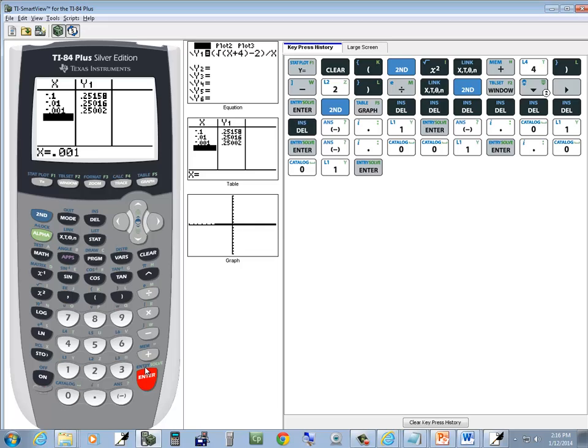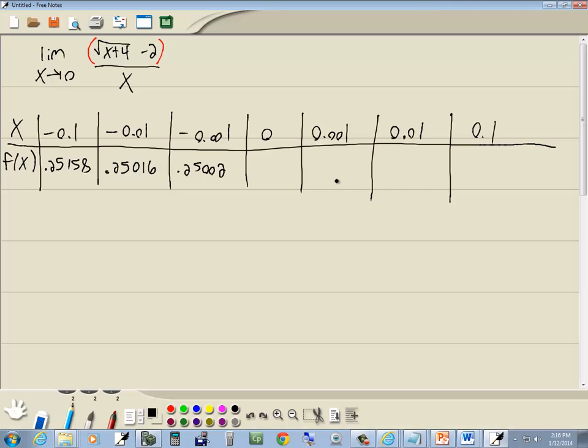Now coming from the other side, 0.001, that gives us 0.24998. Now you might think, well, that's nothing, I can see what's happening. Well, the key is, what is it approaching? And it could be that this isn't actually approaching it, might be always equal to it. So you have to fill out the entire table to actually understand the pattern.